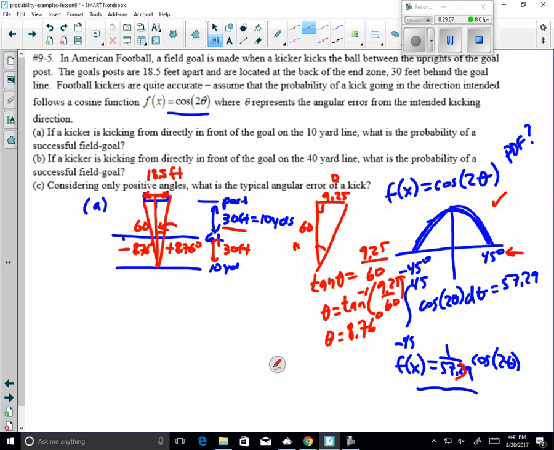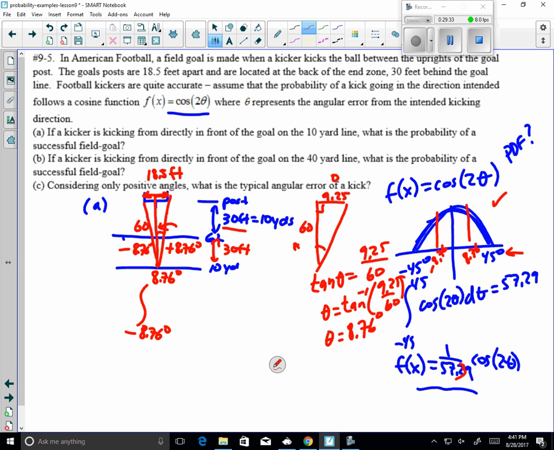It has the shape of a cosine wave, and I want to know what is the probability of being in the region from negative 8.76 to positive 8.76 degrees. For that we would use an integral. We would say the probability is going to be from negative 8.76 degrees to positive 8.76 degrees.